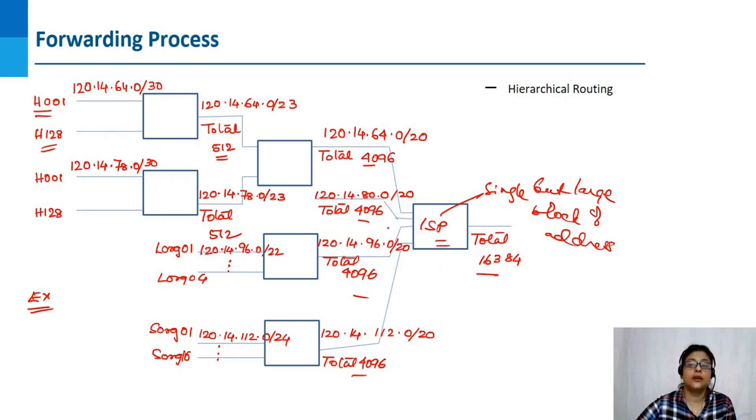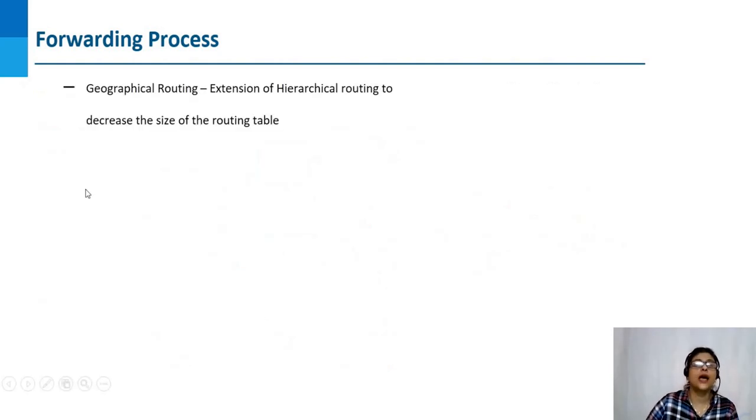Now this is the function of this ISP: to properly forward the data to the proper destination. So this greatly simplifies the hierarchical process and the forwarding process. Next we have geographical routing. This geographical routing is a form of hierarchical routing, and we can see that it is an extension of hierarchical routing to further reduce the size of the routing table.